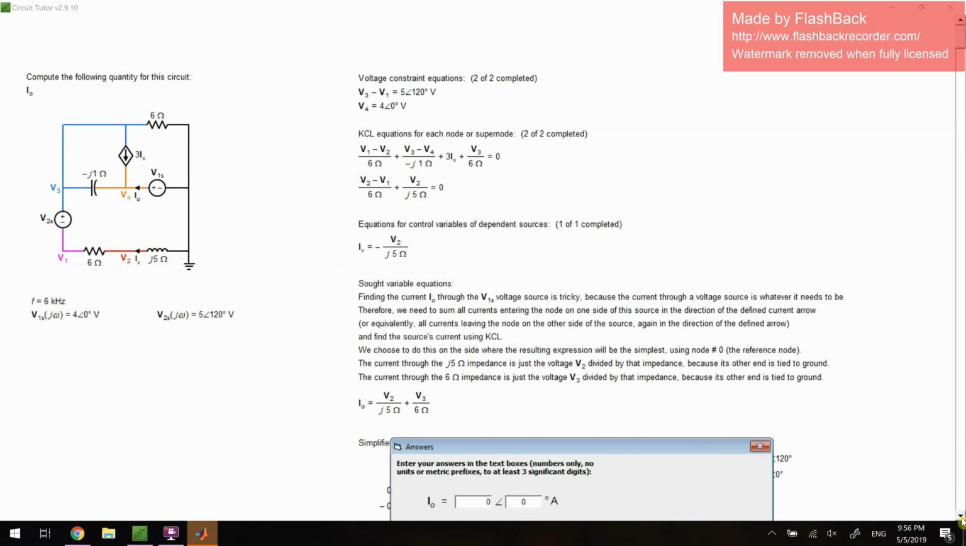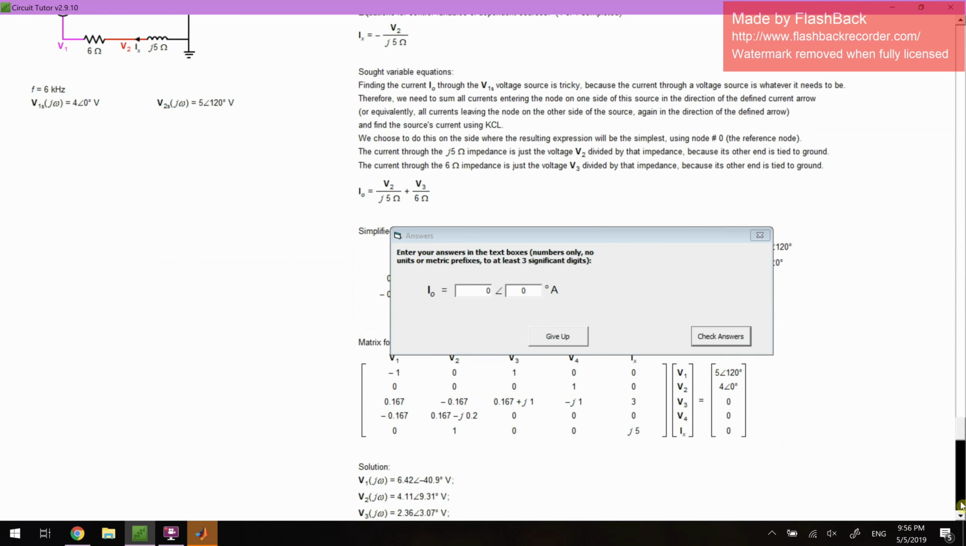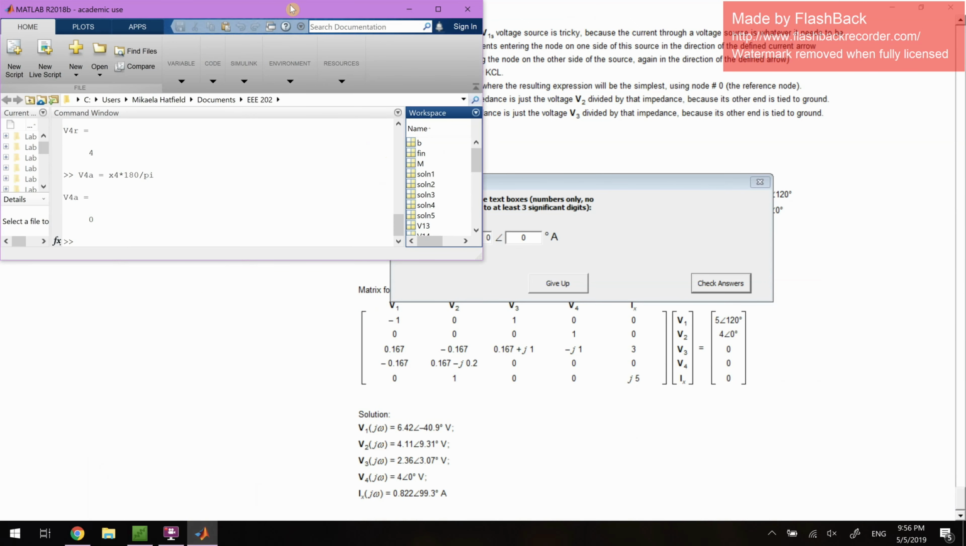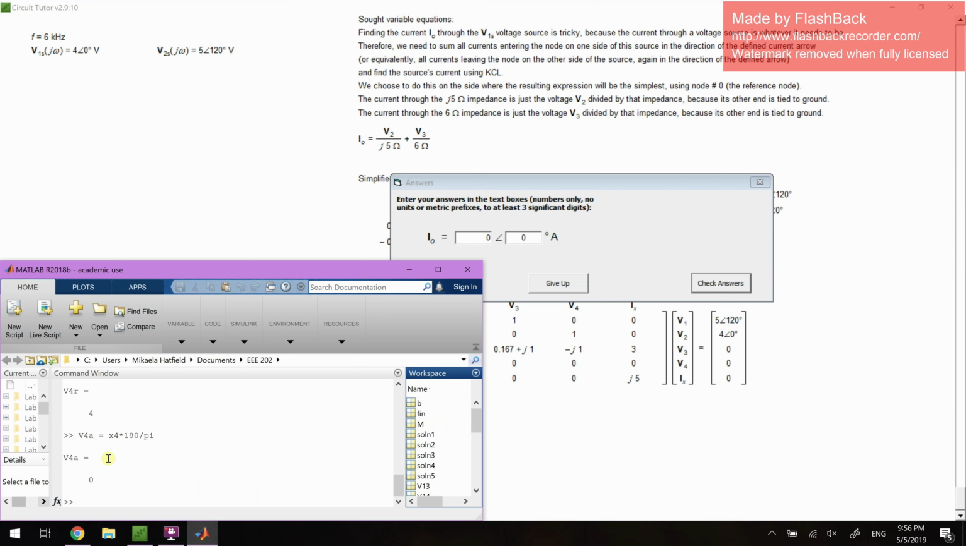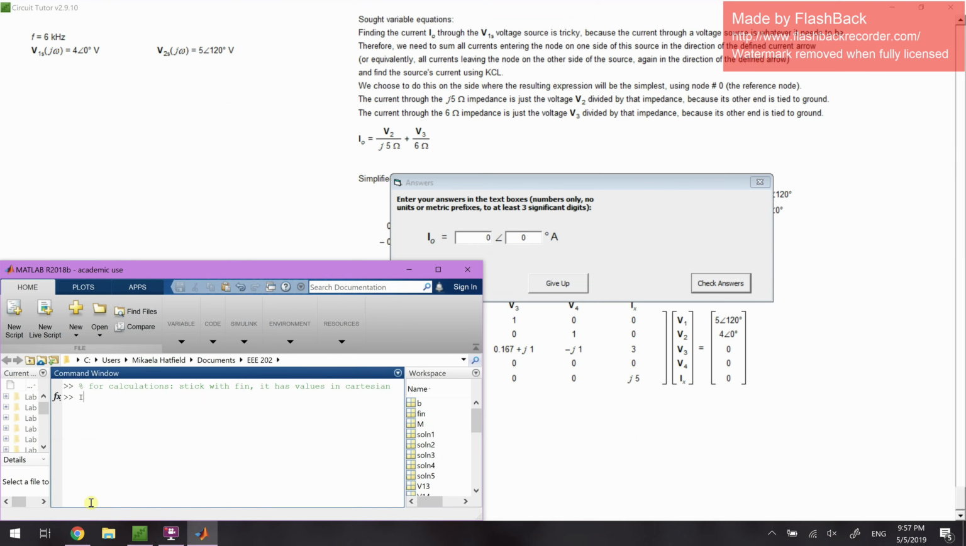So now we are asked to find the stop variable, which is I out. So all we have to do for that is when we make a calculation in MATLAB, we have to do it in Cartesian form. So for V2 and V3, you're going to call the Cartesian form, which is given in our final matrix. So final 2 and final 3. And then the rest of the equation will be input as appears in Circuit Tutor. I'm going to suppress it because I out is given in Cartesian form, which we don't want. We want it in polar form.